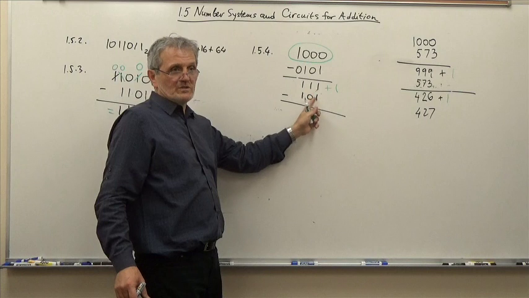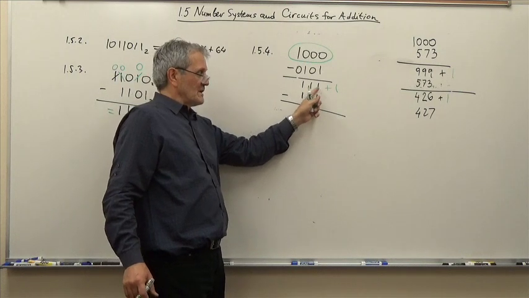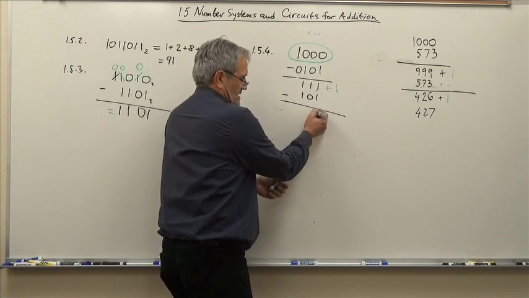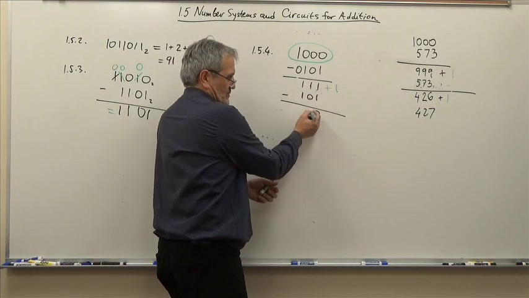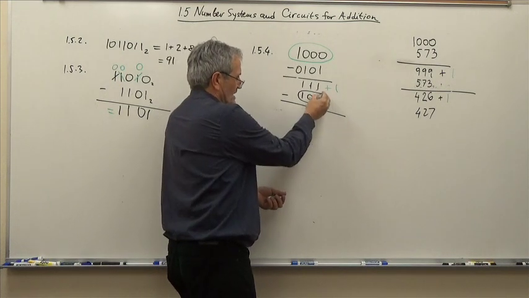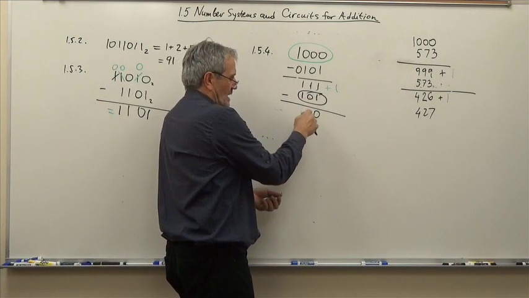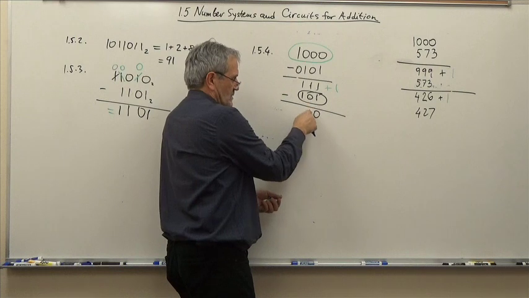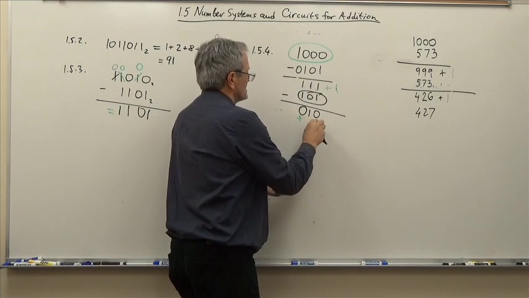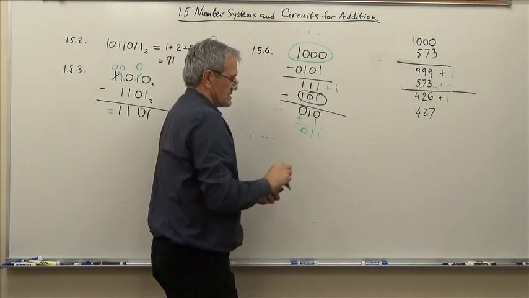Here it's much more unique. Since the top is always 1s, if you have 1, you will get 0 here. If you have 0, you will get 1. So basically you always go to the opposite. Whatever you have here, you just go to the opposite. So 1 goes into 0, 0 goes into 1, 1 goes into 0, and of course your plus 1, the same idea. So you get 0, 1, 1.